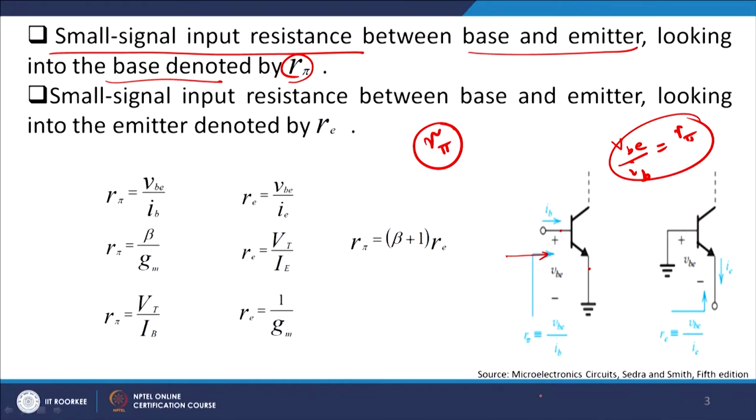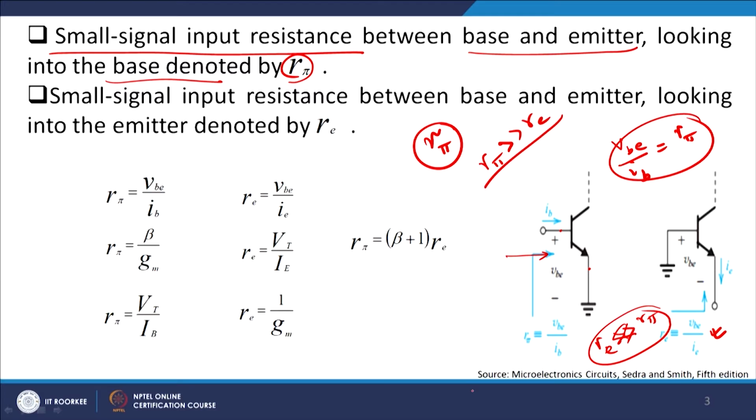Another is RE, which is basically the base to emitter resistance looking from the emitter side. So you give a potential on the emitter side and you ground the base side, and then you will get the value of RE equal to VBE by IE. Obviously, IE is much larger as compared to IB. So I would expect RE to be much smaller as compared to R pi. So R pi will be relatively larger as compared to RE.